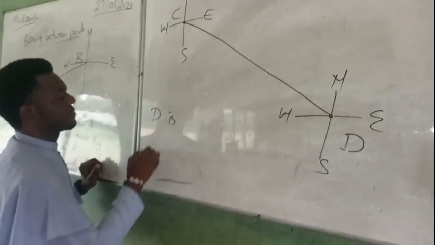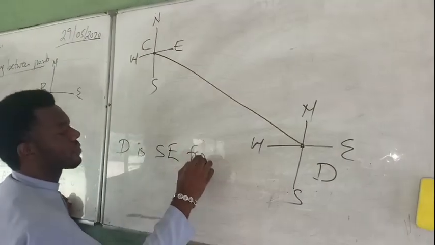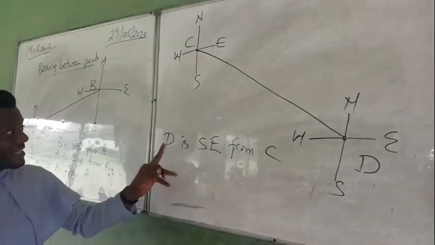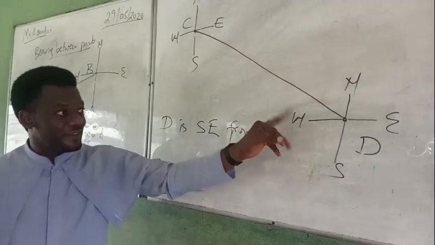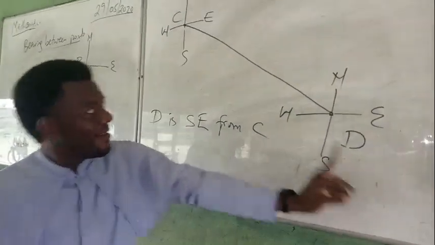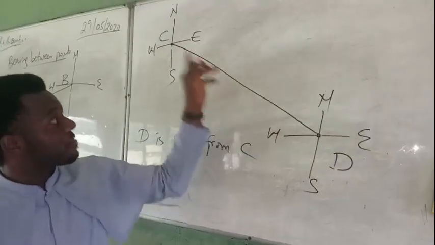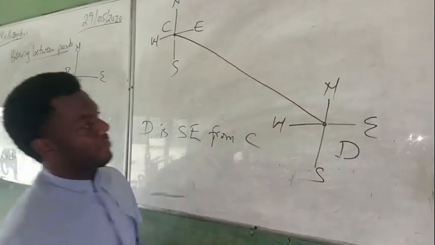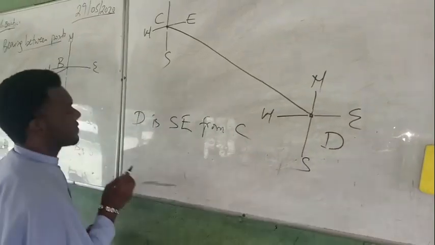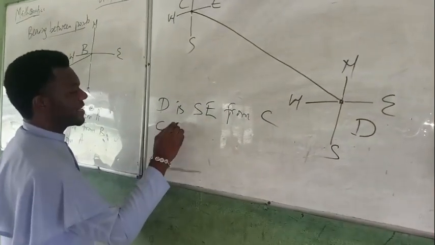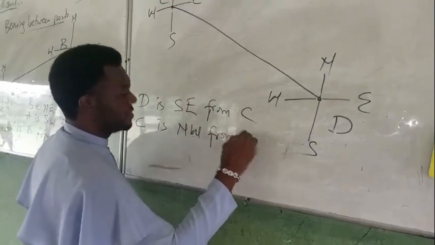So what we say is that D is southeast from C. So from C, it is southeast. But from D, what is the direction of C from D here? The direction is northwest. So you can say also that C is northwest from D.